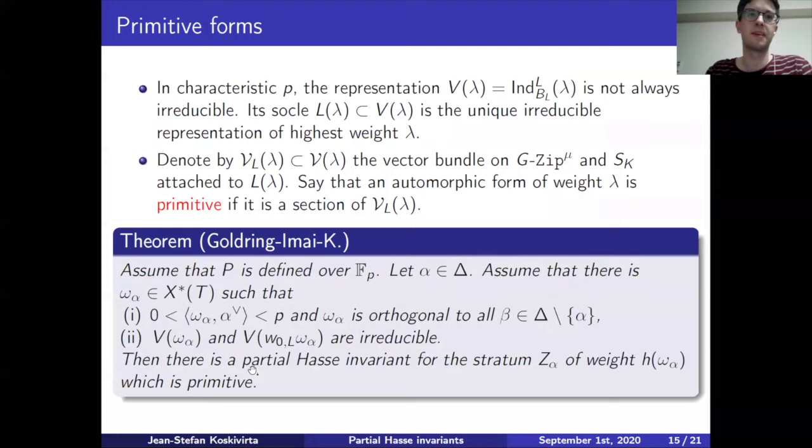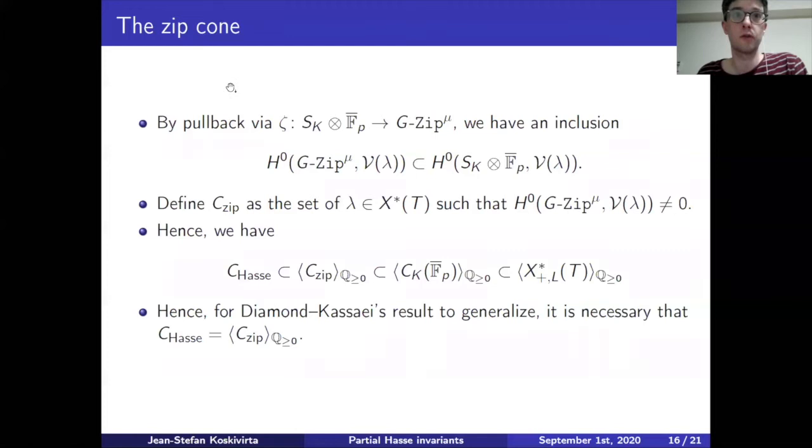Let's talk about, I want to introduce another cone, which is called the zip cone. Recall that there is this map zeta from Sh_K to F_p-bar to the stack of G-zips. So in particular, by pullback via zeta, we get an inclusion of the space of global sections of V(lambda) over G-zip into the space of automorphic forms of lambda. Define C-zip, the zip cone, as the set of lambda such that this subspace is non-zero. Similarly, as we defined the C_K of F_p-bar, the cone where this was non-zero.